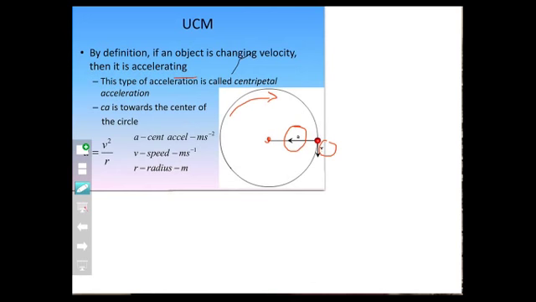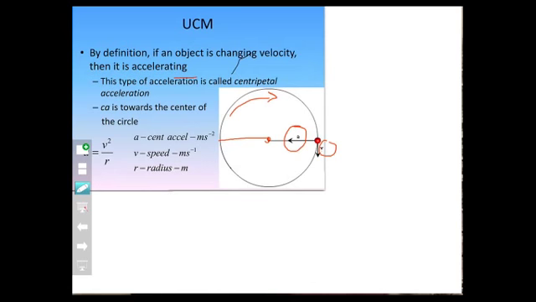We calculate the centripetal acceleration using v squared over r, and there's a derivation we can work through to solve for why it's v squared over r, but at this level you don't need to know that derivation. Just understand that centripetal acceleration is v squared over r, where v is the speed of the object and r is the radius. And again, of course, just so there's no confusion, the radius is the distance from the center out to the edge of the circle.